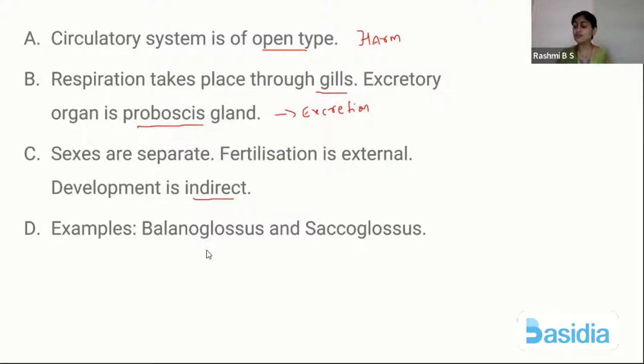In competitive exams they may give some examples and ask you to identify the Hemichordata animals. Whenever the word ends with glossus, close your eyes and say it is a Hemichordata example: Balanoglossus, Saccoglossus. Take care, children. In Hemichordata you need to remember they are exclusively marine, and you know the body parts, three parts, and the excretory structure is very important. The word proboscis is very, very important. Proboscis and two examples, Balanoglossus and Saccoglossus. Only these three points are very important in Hemichordata.